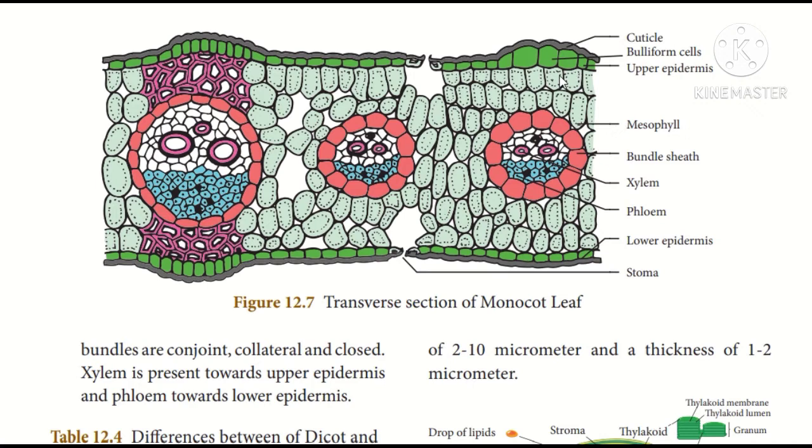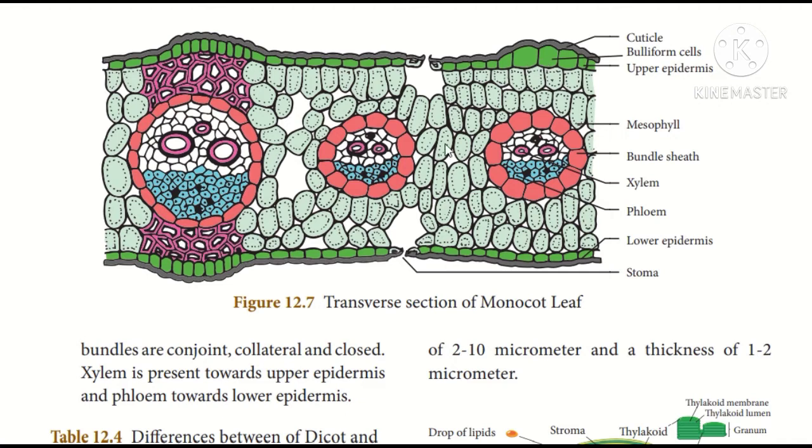And very important, and the major difference when compared to all the epidermal structures, is that here bulliform cells are seen. And what are bulliform cells? Some cells of the upper epidermis are larger and thin-walled, and they are called bulliform cells. They are also called motor cells. That is, they appear as large bubble-shaped cells, called bulliform cells. That is the special feature of the epidermis present in the monocot leaf.